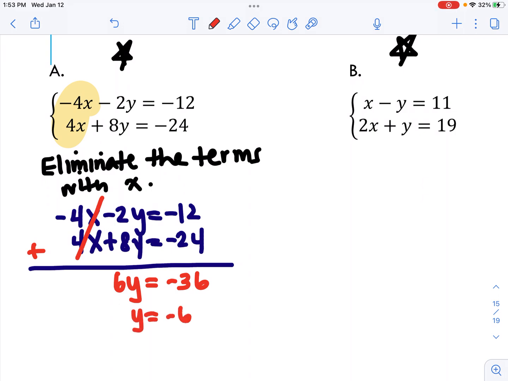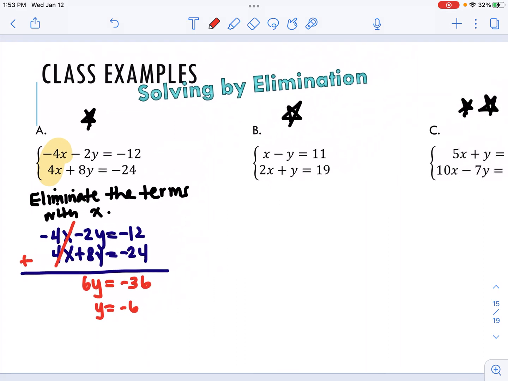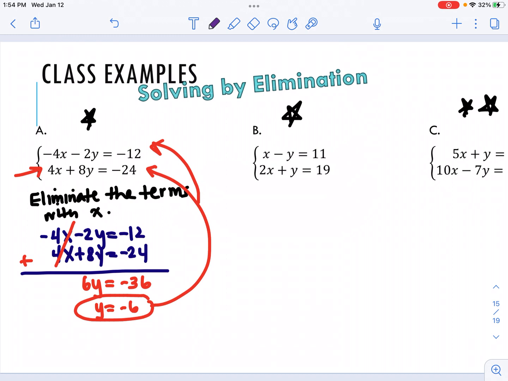From here, I'm going to solve for y. Y is equal to negative 6. Now that we know y is equal to -6, just like we did in the past, I need to know my x value. I can substitute y equals -6 into either of these original equations to find my x value. In this case, it really doesn't matter which one you choose. I'm going to choose the second one just because I like to deal with positive coefficients. So I'm solving for x: 4x plus 8 times -6, 4x minus 48 equals -24.